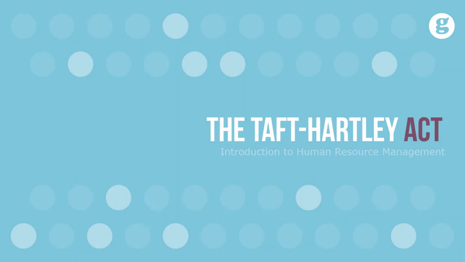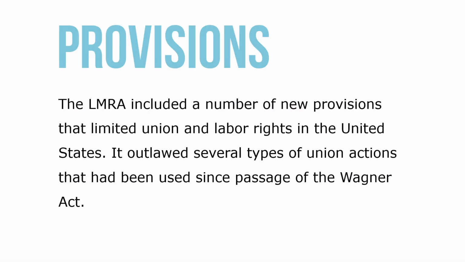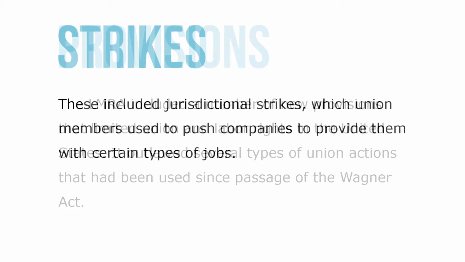Let's take a look at the Taft-Hartley Act. The Labor Management Relations Act, LMRA, also called the Taft-Hartley Act, was passed by Congress as an amendment to the 1935 NLRA. The LMRA included a number of new provisions that limited union and labor rights in the United States. It outlawed several types of union actions that had been used since the passage of the Wagner Act.